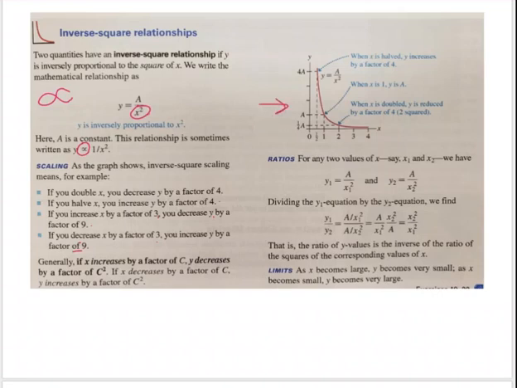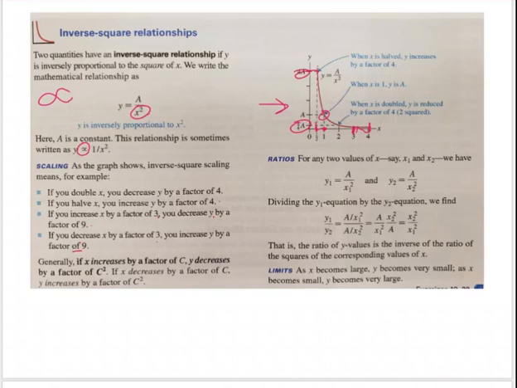If the x is sitting right here, I'm going to increase x by a factor of 3 right here. Maybe I'll make it 4. Then I'm going to decrease y by a factor of 1/4. If x is sitting right here and I decrease x by a factor of 1/2, then I will increase y by a factor of 4. So that's how that works.